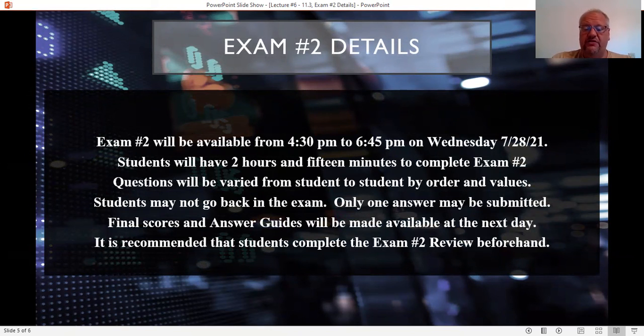They will be varied from student to student, and also varied with order and values. So you may see different numbers than your classmates. You might see a different order than your classmates. You will only see one question at a time. And it is important you answer that question carefully because you won't be able to answer it again. And you also won't be told immediately if you're correct or not.